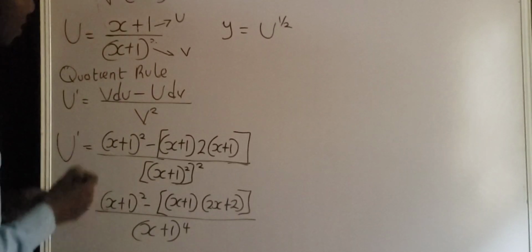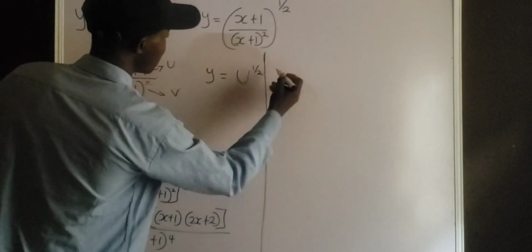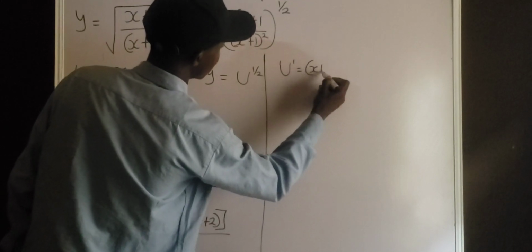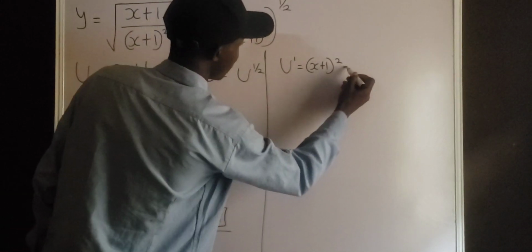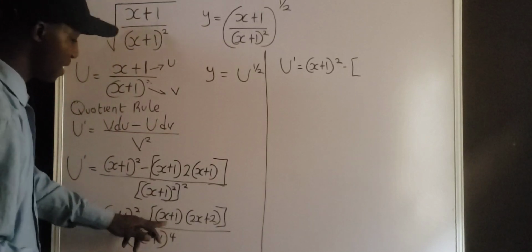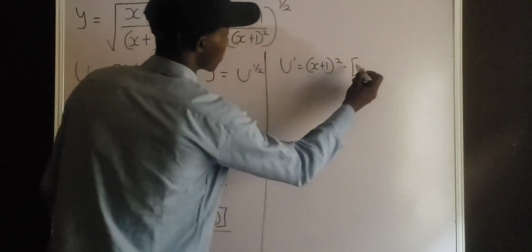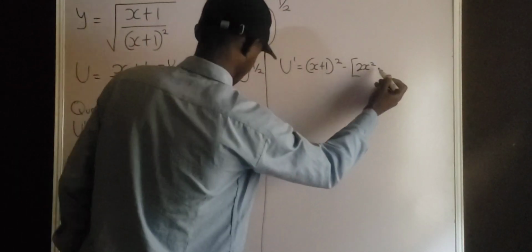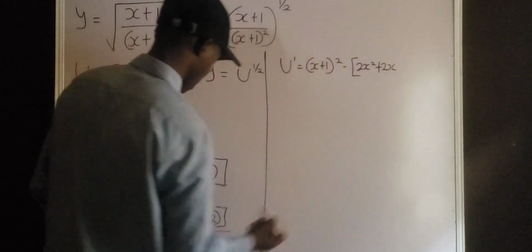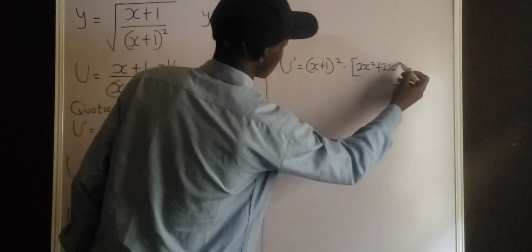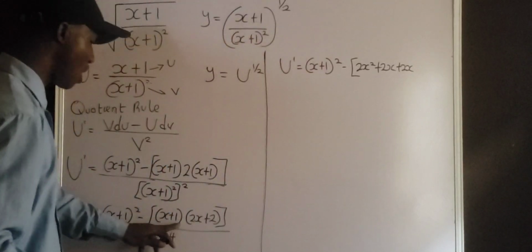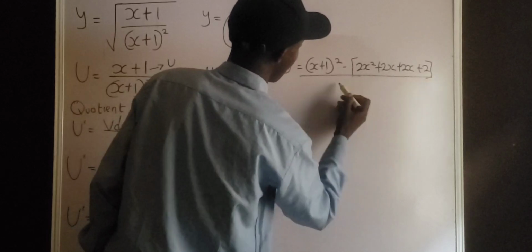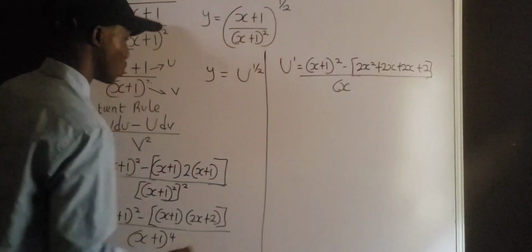Let us proceed. The derivative of u is equal to x plus 1 raised to the power of 2 minus, now let us open this bracket. X multiplied by 2x is 2x squared. X multiplied by 2 is plus 2x. 1 multiplied by 2x is plus 2x. And 1 multiplied by 2 is plus 2. So all over x plus 1 raised to the power of 4.